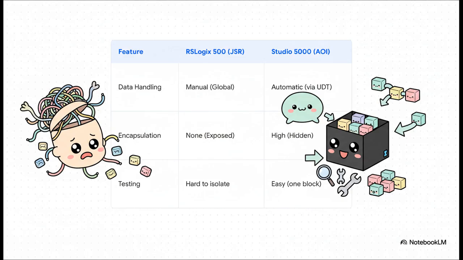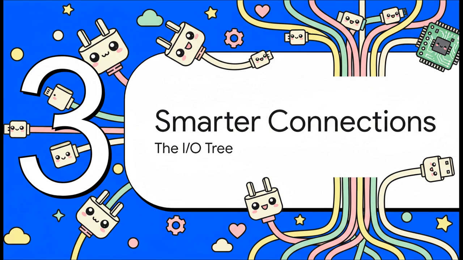In the old days, you might use a jump to subroutine, a JSR. But an AOI is light years ahead. With a JSR, you're usually messing with global bits and pieces of data. But an AOI encapsulates the logic. It's protected inside its own box. It automatically handles the data through that UDT we just made. This makes it so much easier to test a single block of code, to scale it, and to update it across your entire project.